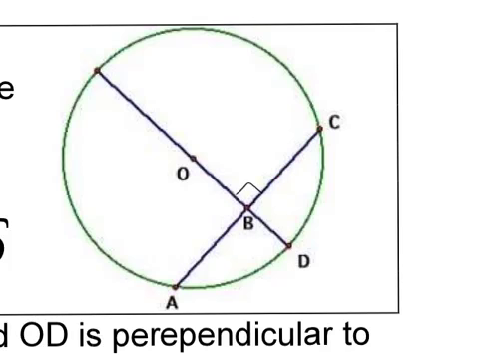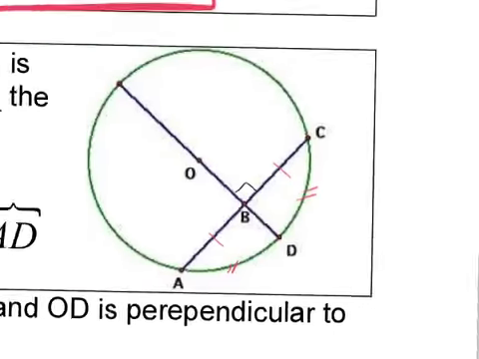That means we bisect this chord. So AB is congruent to BC. We bisect the chord, which is the straight line, and we bisect the arc. We bisect the arc as well. So arc AD is congruent to arc CD. The arcs are congruent. Sorry about that, I keep saying the wrong thing.